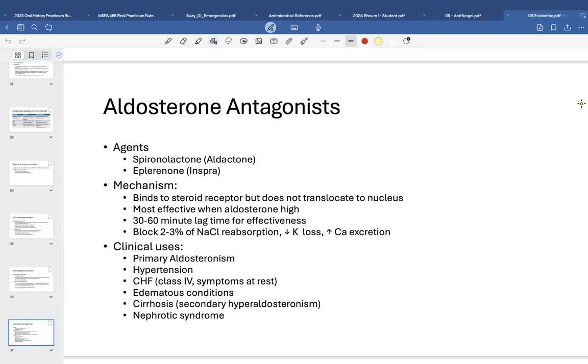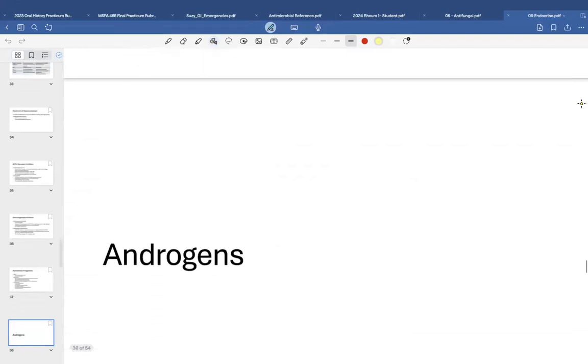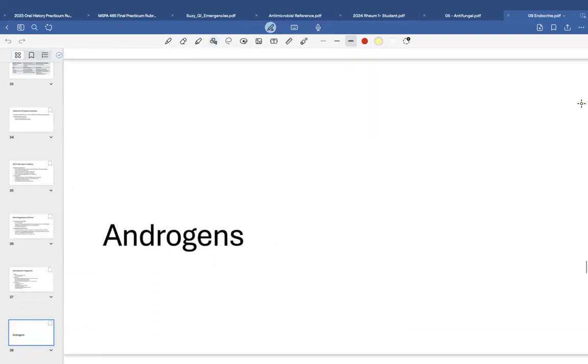So that's your glucocorticoids and mineralocorticoids. Next are the androgens. Androgens, that's basically testosterone and dihydrotestosterone. Don't worry, ladies, we got you covered.